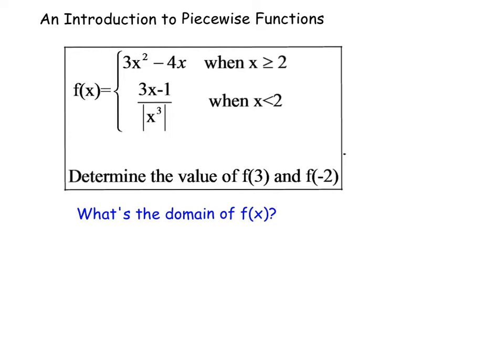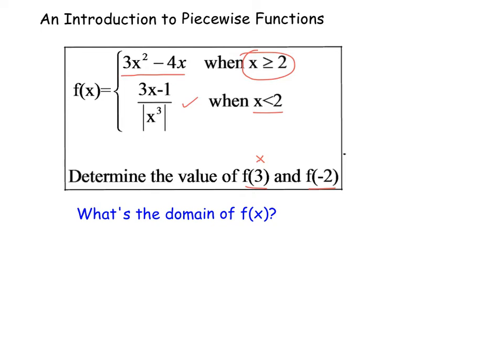And in this particular example for f of x, it follows this quadratic, f of x equals 3x squared minus 4x, everything greater than or equal to 2. But everything before 2, it follows this crazy function right here. So when it says to determine the value of f of 3 and f of negative 2, normally it's f of x. And if we were dealing with a normal function, that was not piecewise, we'd simply find function f, replace the x with 3, and we'd be done.